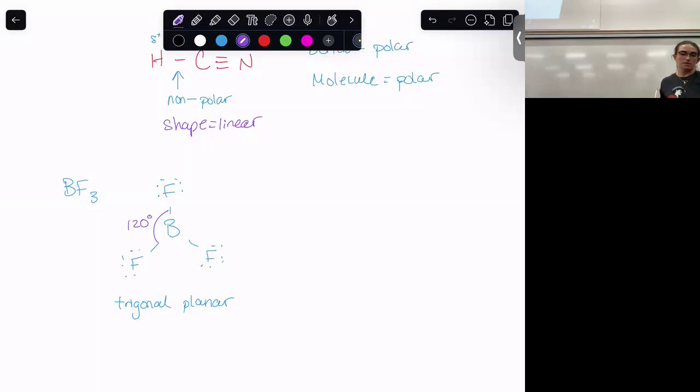Okay. And what about our bonds? Do we have any polar bonds here? And which one is more electronegative? Good. The fluorine is more electronegative. So all of our dipoles are going to point out towards those fluorine atoms. So are bonds polar or non-polar? Bonds are polar. What about our overall molecule?